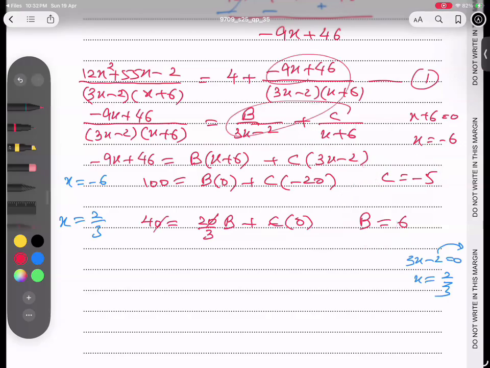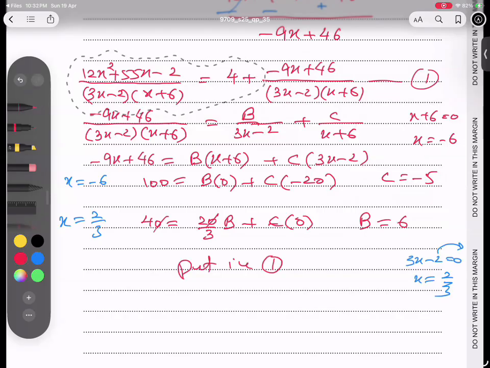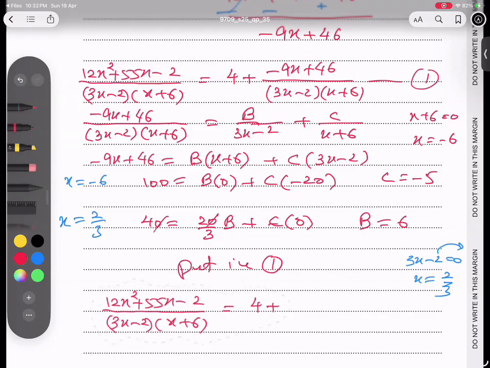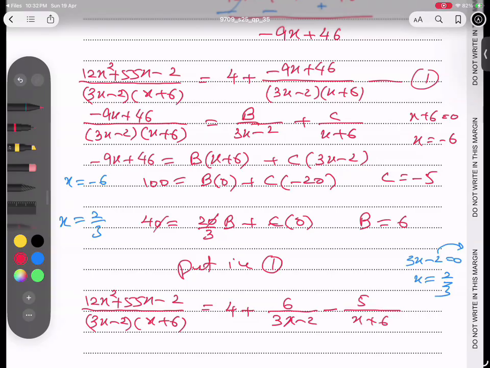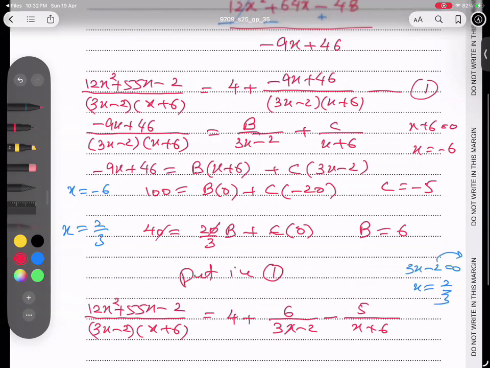Now, students, I'm going to plug these two values back in the equation. So directly I can put it in equation 1. I'm going to copy this completely. So I'm replacing the b value: 6 over 3x minus 2. And there is a negative 5, so I can get here negative 5 over x plus 6. This is done. This part is completely done.